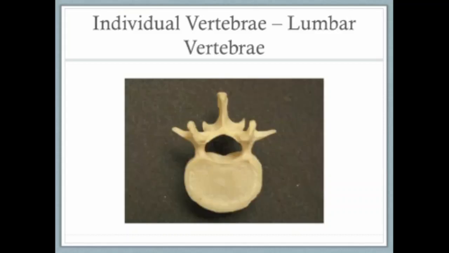Lumbar vertebrae are characterized by sheer size. They are the largest of the individual vertebrae. They have an extremely large body, as shown here with the orange arrow, and a parallel pointing blunt spinous process.